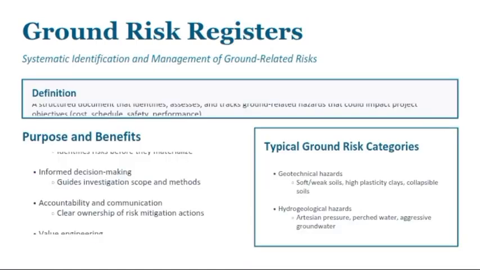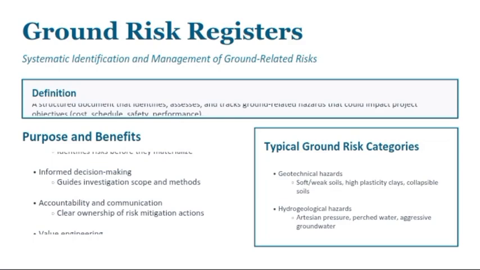Very, very important. So having talked about the observational method, I want us to go and look into the ground risk registers. What's a ground risk register? A ground risk register is a formal document used to identify, remember I said the documents are to identify, to assess, and manage risks associated with ground conditions. It is essentially a structured database now of all identified geotechnical uncertainties and hazards. Yes, geotechnical uncertainties and hazards.